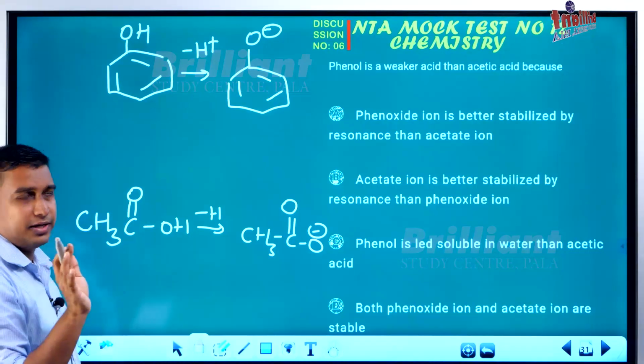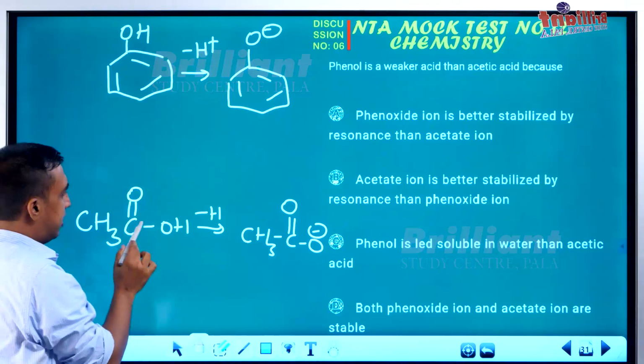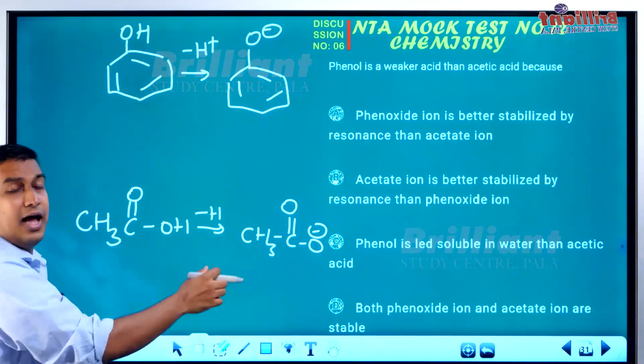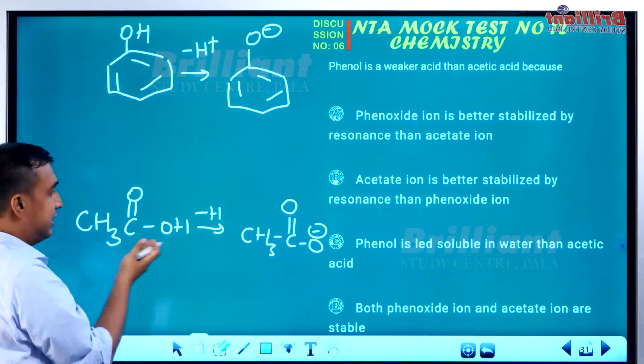രണ്ടും റെസൊണൻസ് സ്റ്റെബിലൈസ്ഡ് ആണ്. ഫീനോളിന്റെ കോൺജുഗേറ്റ് ബേസ് റെസൊണൻസ് സ്റ്റെബിലൈസ്ഡ് ആണ്. അസിറ്റിക് ആസിഡിന്റെ കോൺജുഗേറ്റ് ബേസ് അസിറ്റേറ്റ് അയോണും റെസൊണൻസ് സ്റ്റെബിലൈസ്ഡ് ആണ്. ആരാണ് കൂടുതൽ സ്റ്റെബിലൈസ്ഡ്? If this is more stabilized, then this will become a good acid.